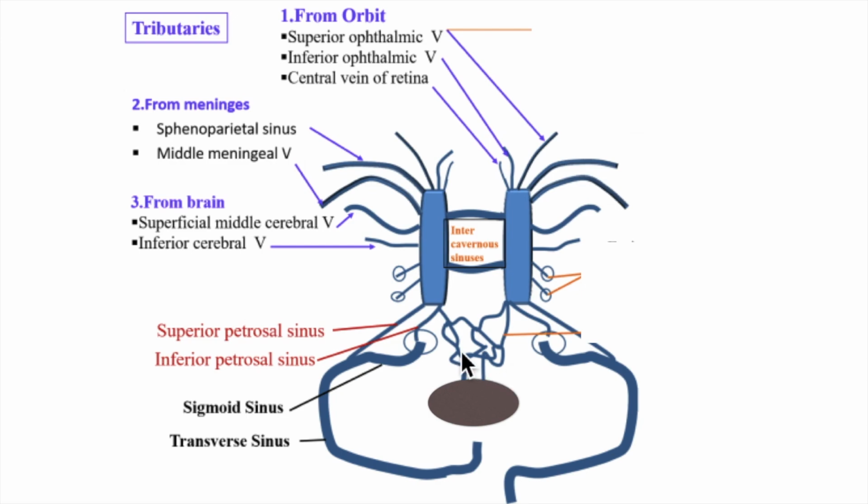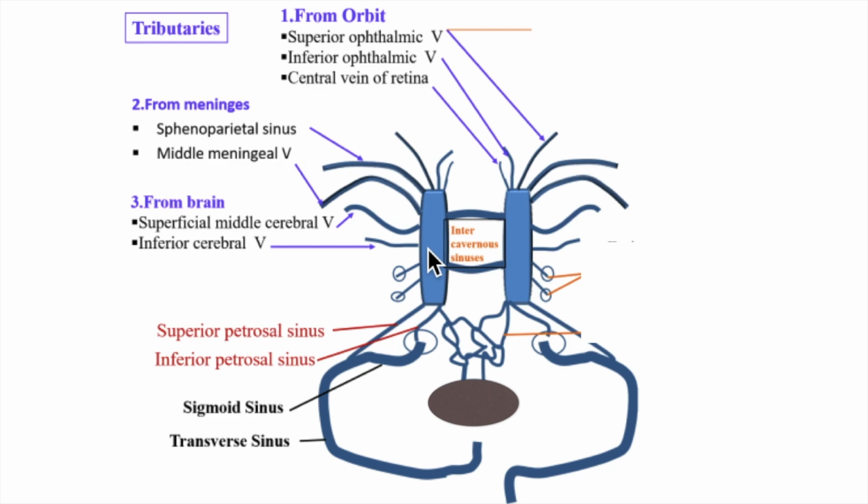Then another important communication is from the basilar venous plexus going to the cavernous sinus. Finally, the basilar venous plexus communicates with the internal vertebral plexus through the foramen magnum. So all around it there are many communications. That's why cavernous sinus thrombosis is the commonest condition.